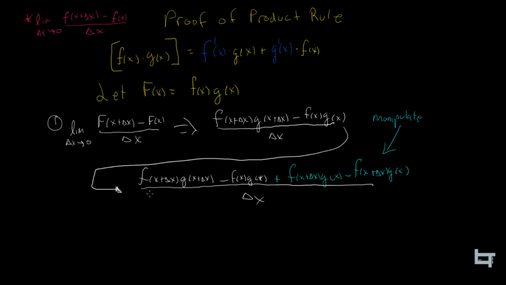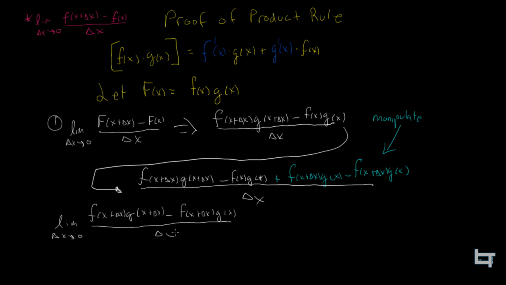In order to write the rest of the proof, we're going to break the limit up into 2. First, I'm going to take out f of x plus delta x times g of x plus delta x, which is the first one. Then I'll subtract the last one, f of x plus delta x times g of x, which is the one I used to manipulate. And I'm just going to put that over delta x.